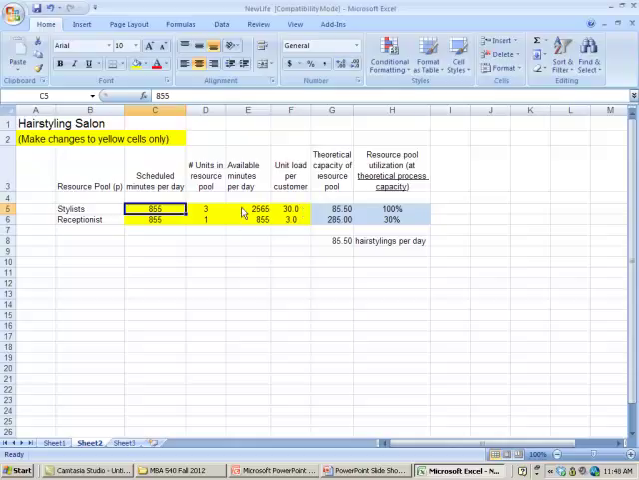So if we take the available minutes per day for each resource pool and divide that by the unit load per customer, we get the theoretical capacity of the resource pool. And the way to look at this is, in theory, if the stylists are busy 100% of the time, they could handle 85.5 customers on average. The receptionist, in theory, could handle up to 285. So realistically, the receptionist is going to be woefully underutilized in comparison to the stylist. If we were to handle 85.5 customers per day, the stylist would be busy 100% of the time and the receptionist only 30% of the time.